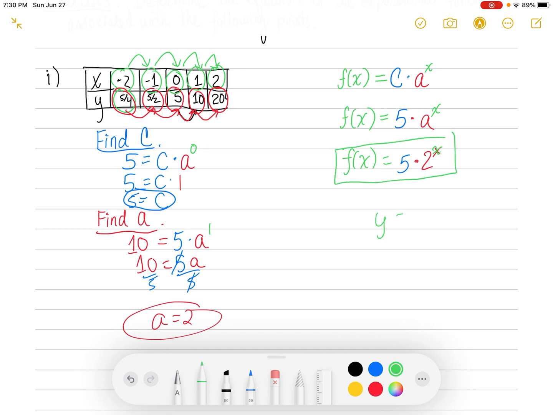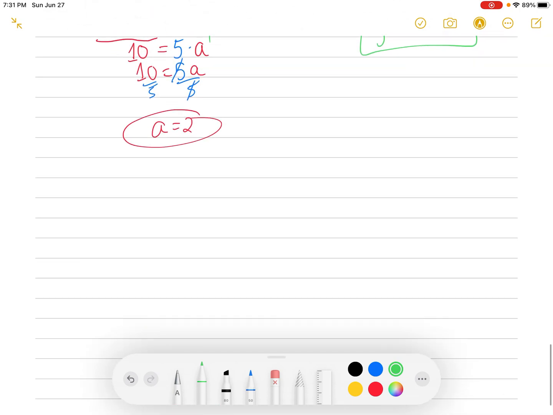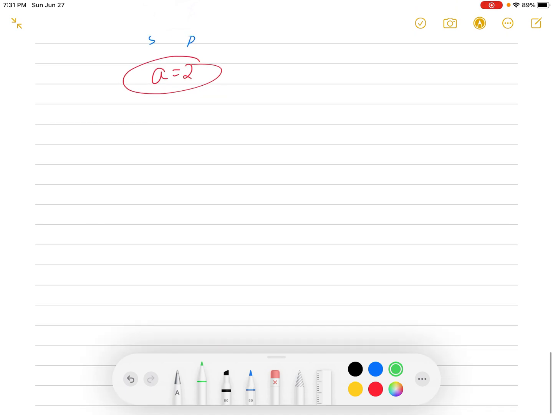So we get f of x equals 5 times 2 to the x. And that's our function. Or you could say y equals 5 times 2 to the x. It's another way to write it. You could write y rather than f of x. Okay?